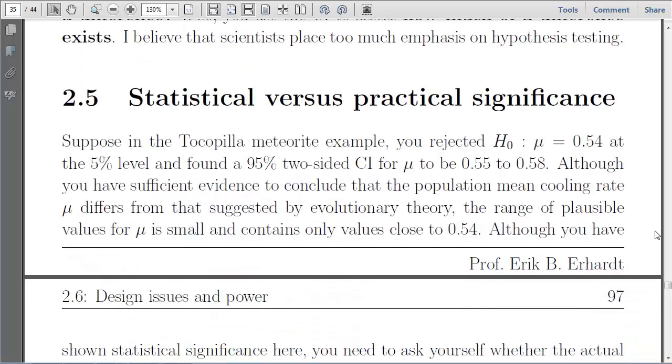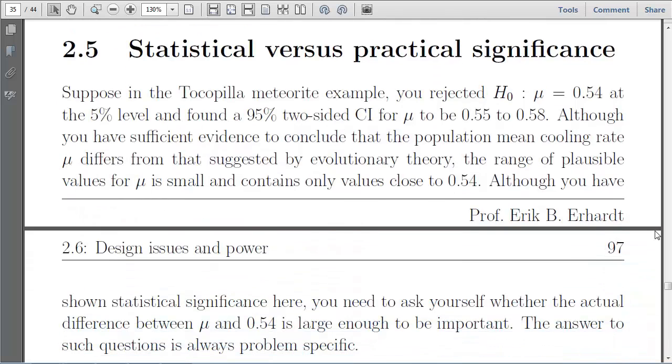All right, so that's what all that says. At the end of the day, you have to make a decision about what's important. And statistical significance is not the same as practical significance.